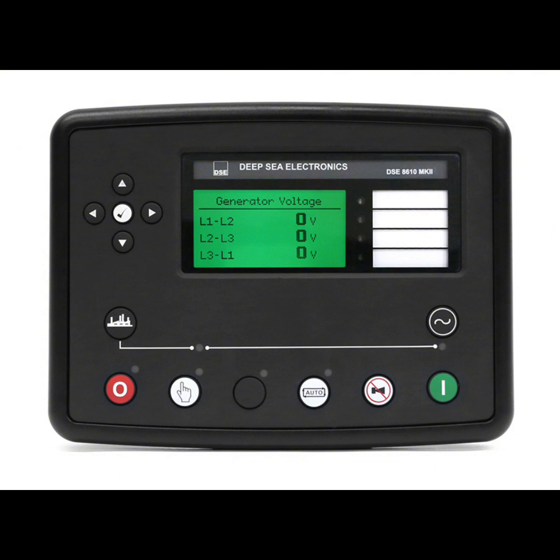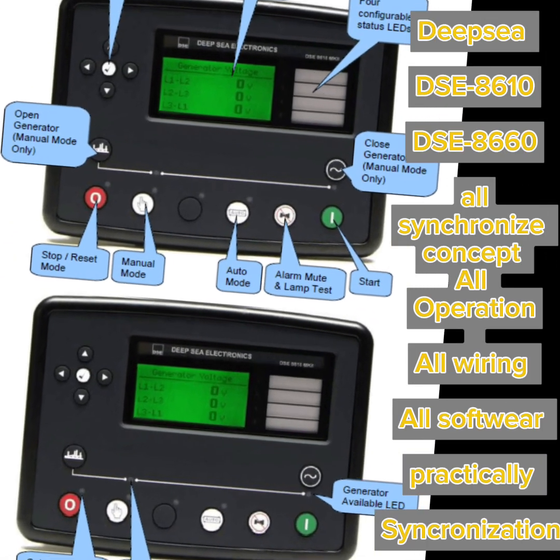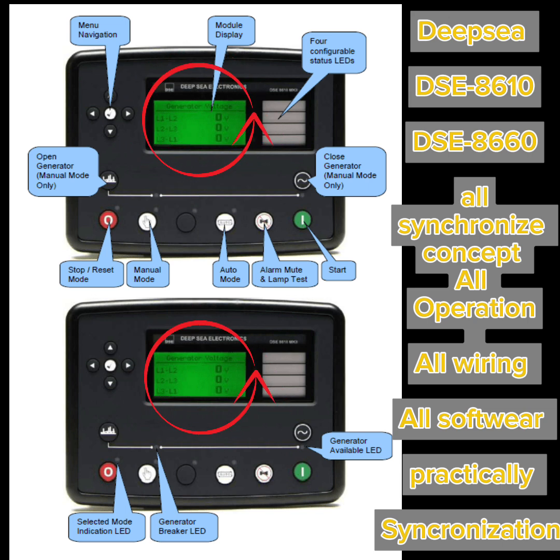So guys, this is the main display, the main screen of the Deepsea controller. In this display you can watch all your parameters: engine parameters, generator parameters, mains, and all your alarms, event log and communication parameters. All parameters you can see on this display.